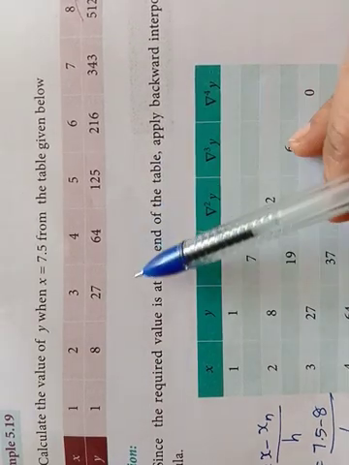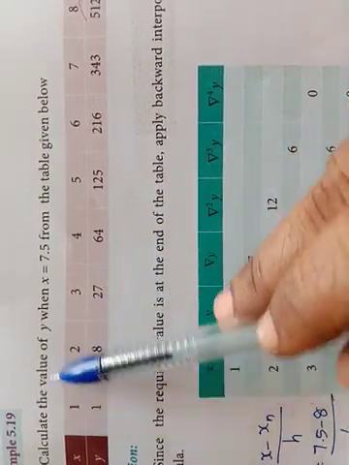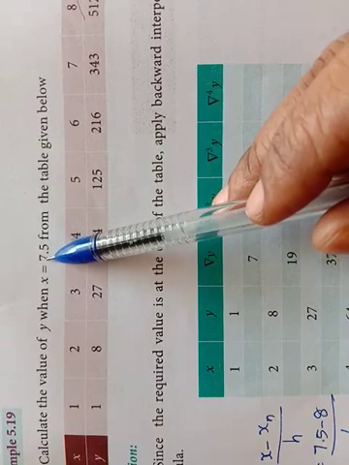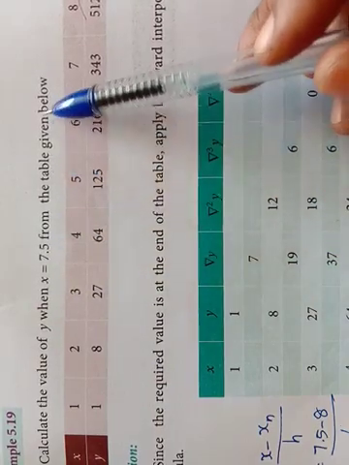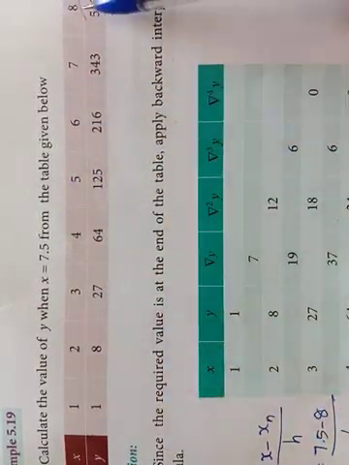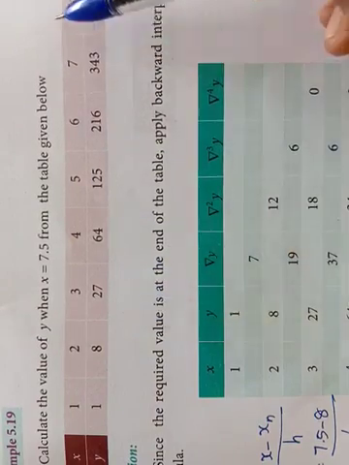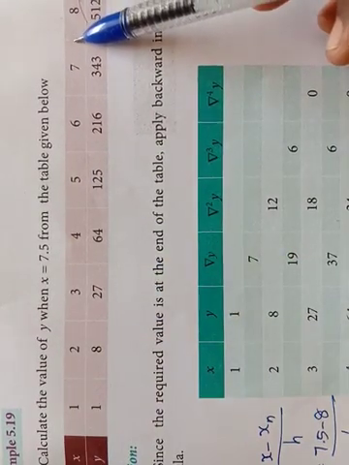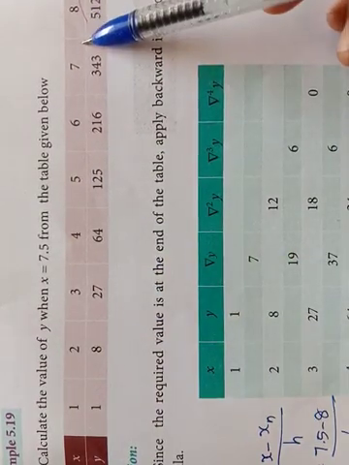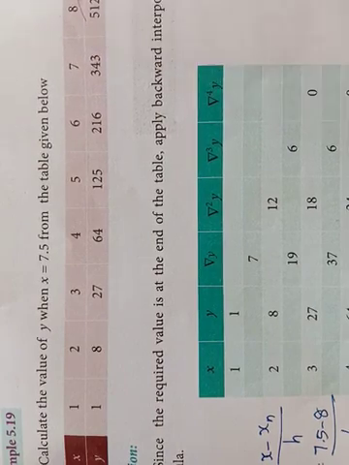This example is for the backward sum. Calculate the value of y when x equal to 7.5 from the table given below. The table column they are given to you. They are asking for 7.5. 7.5 is here, that is the end of the table they asked. So that's why we are using the backward formula.